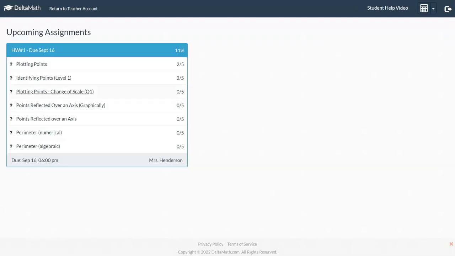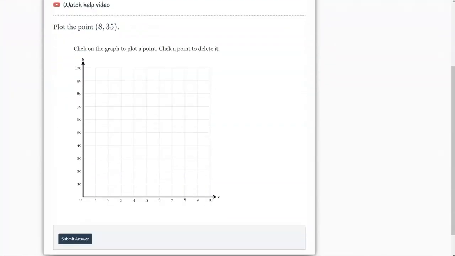The third one is a bit trickier because this one has a change of scale, which means that the number might not be on the scale. So the point 8, 35 means from the origin, move 8 along the x-axis, but then it wants me to move 35 along the y-axis, and there's no 5s. There's 10, 20, 30, and 40. So I know that 35 is halfway between 30 and 40, so I'm going to click my dot approximately halfway.